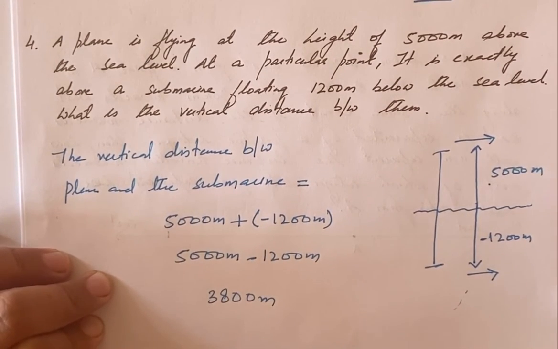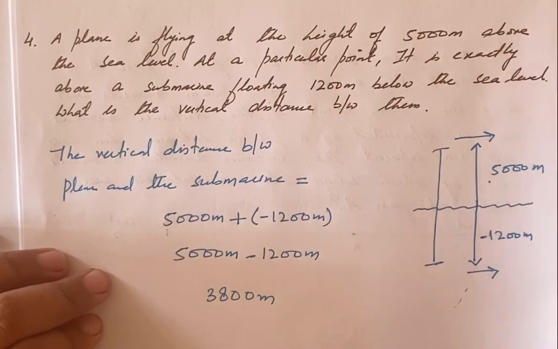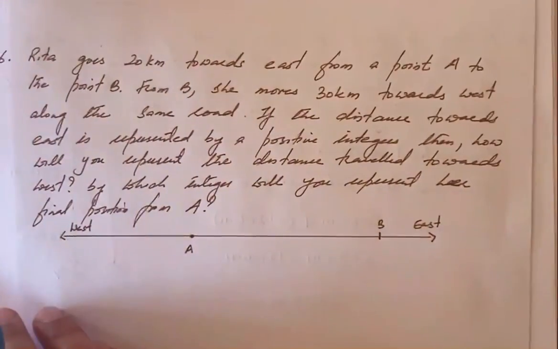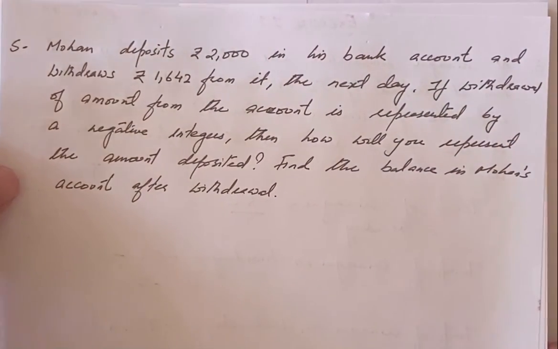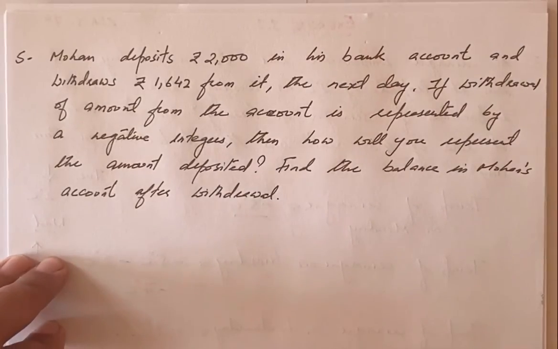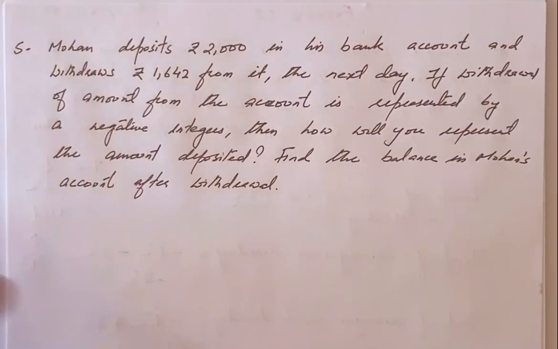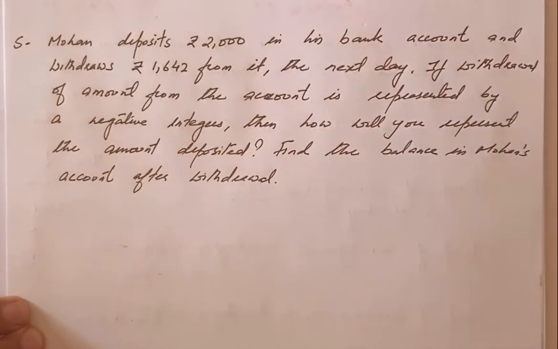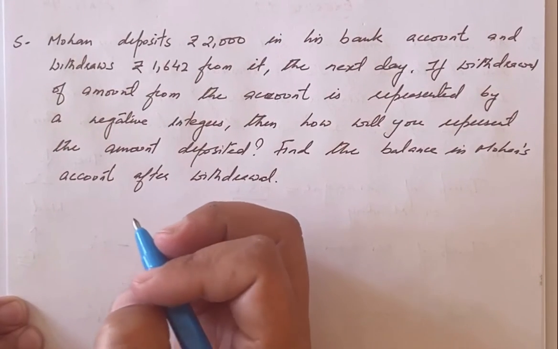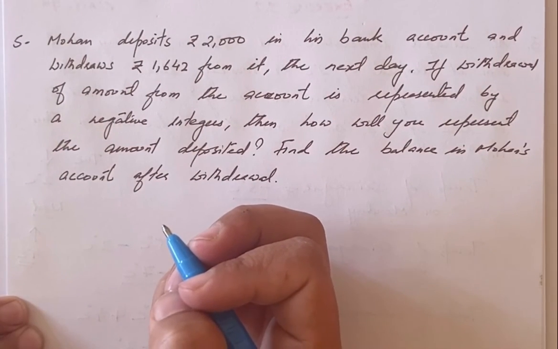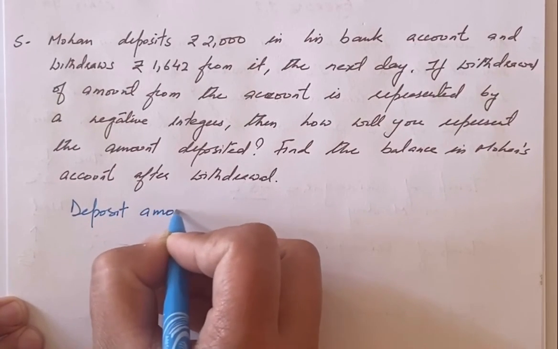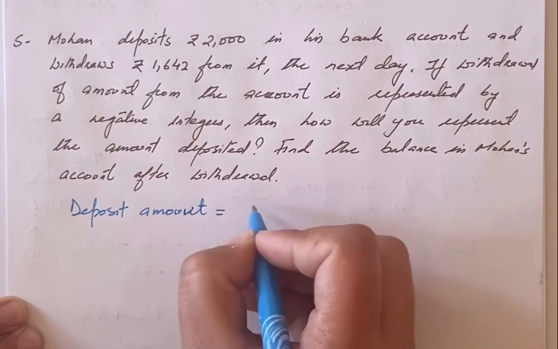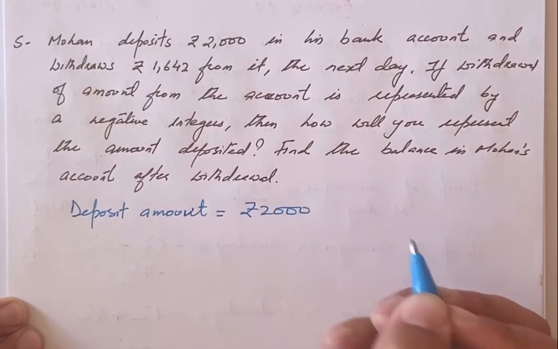Right? So this was your question number 4. Let's move on to question number 5. Question number 5 of this exercise says Mohan deposited rupees 2000 in his bank account. How much did he put in the bank account? 2000. So how much is the deposit amount? That is rupees 2000 he deposited.